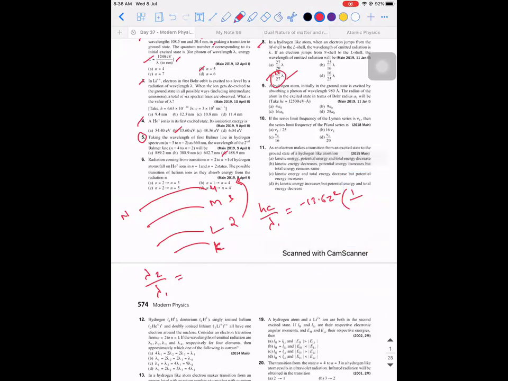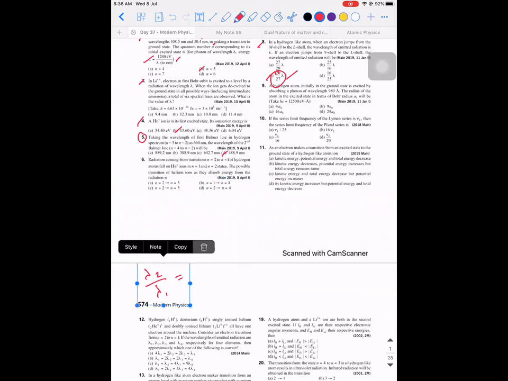Next. Do the sixth one. Sir, n equals 2 to n equals 4, sir. Option D. n equal to 2 to n equal to 4. I think that is the answer. Yeah.